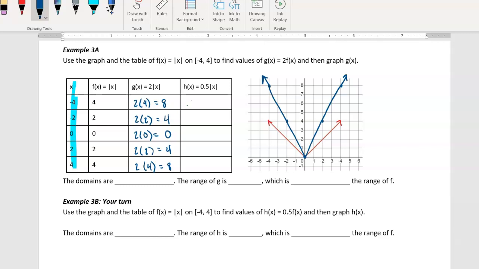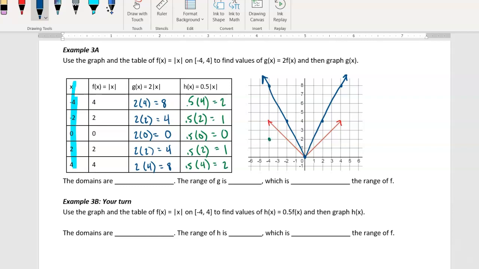So the absolute value of negative 4 would be 4, and half of 4 would be 2. And the absolute value of negative 2 would be a positive 2, and half of 2 would be 1. And half of 0 is still 0. Remember, if I put positive 2 in there, it stays a positive 2. The absolute value of positive 2 is still 2, and half of 2 is also 1. And again, when we take the absolute value of a positive 4, it stays 4, and half of 4 would just be 2.